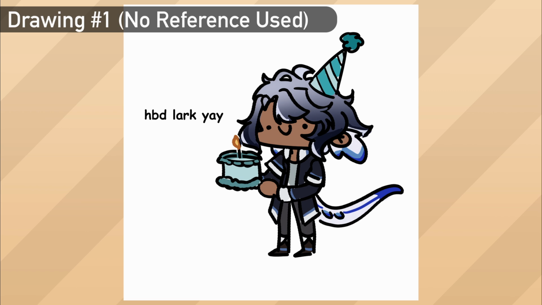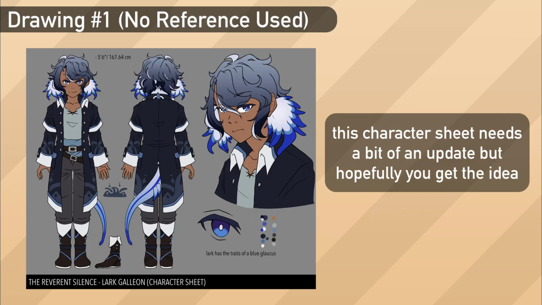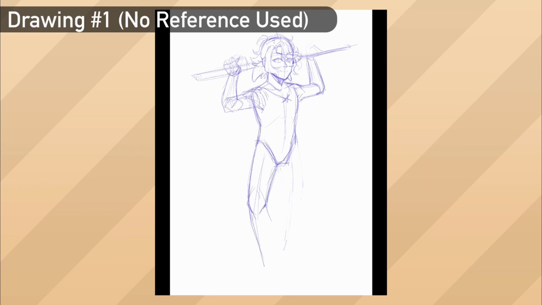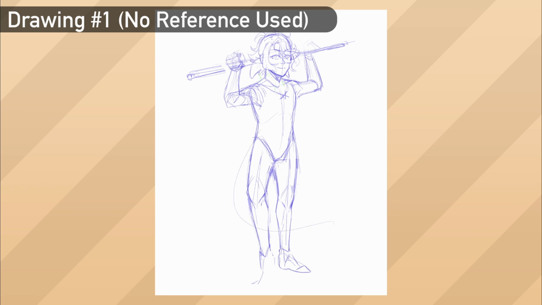And also, coincidentally, today is their birthday, but that's neither here nor there. Even though I'm not using pose reference for one of the drawings, I still had Lark's character sheet to look at in order to avoid shooting myself in the foot. Maybe one of these days I'll do a hardcore difficulty speedrun and forego the character sheet entirely in this specific scenario, but there's a time and a place for everything, and this isn't it.